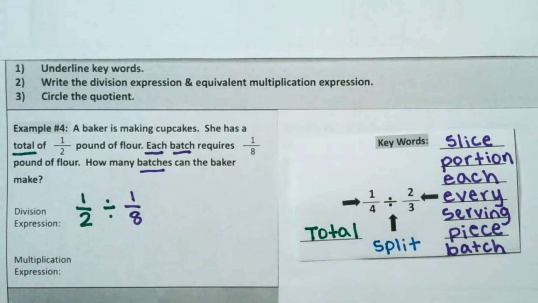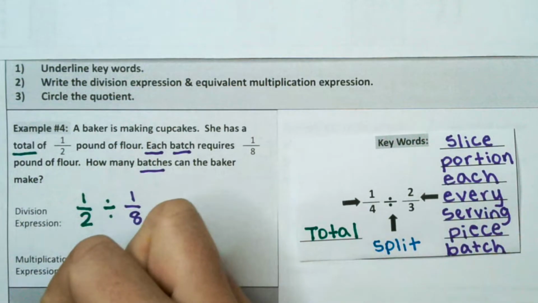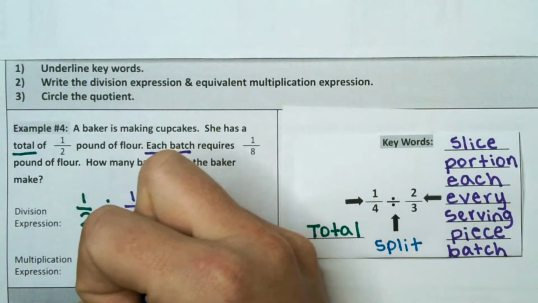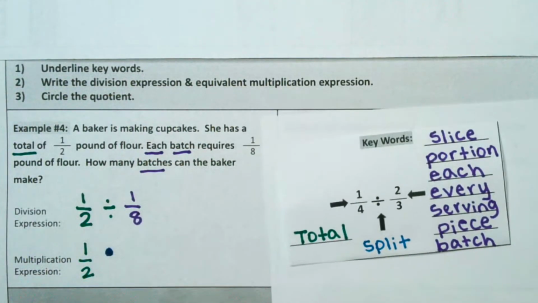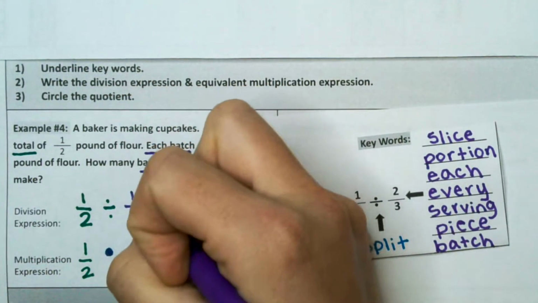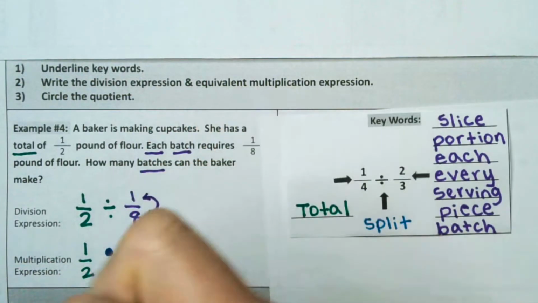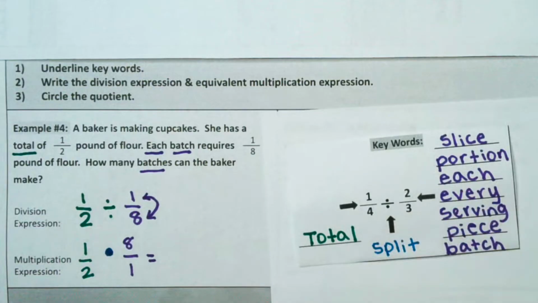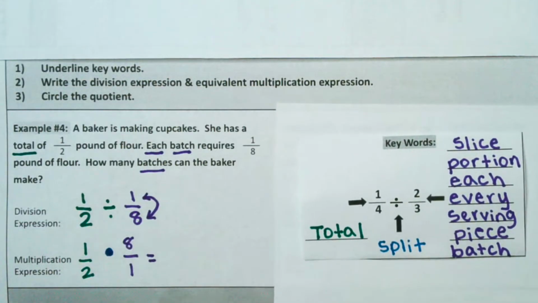Now that we've written our division expression, we're going to do what we do with dividing fractions. We're going to keep our first number, 1/2. Then we're going to multiply. So we change our division symbol to multiplication. And then we're going to flip our second number. So 1/8 is going to become 8/1. Once you've kept, multiplied, and flipped, then we just multiply straight across.